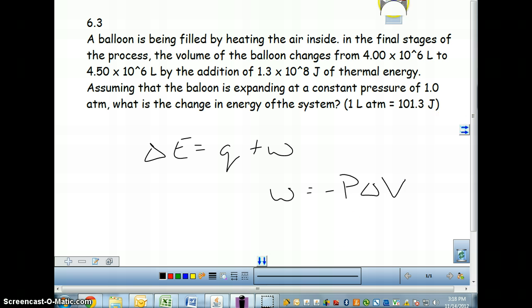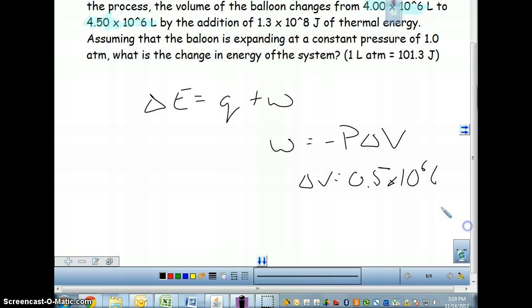If we analyze our question a little bit, we have a volume there and a volume there. If we take our final and subtract away our initial, we will get a delta V. So delta V equals 0.5 times 10 to the 6th liters. That's just a quick subtraction. Yes, we're not necessarily in correct scientific notation. However, it's good enough for the sake of argument.